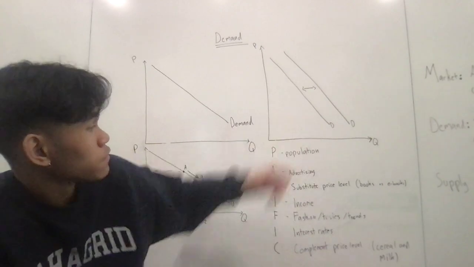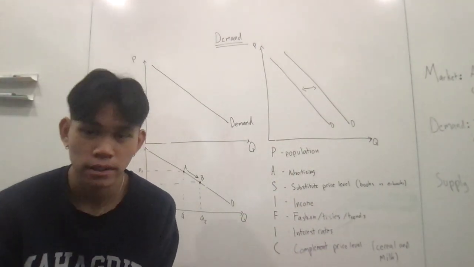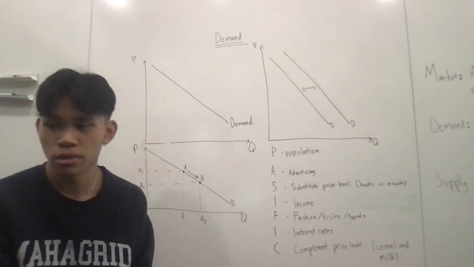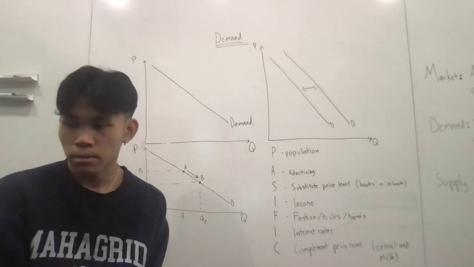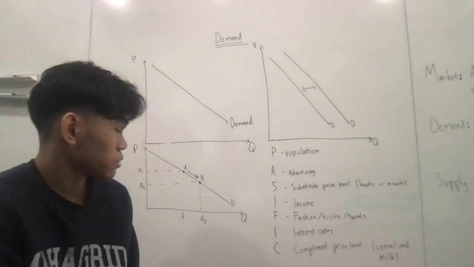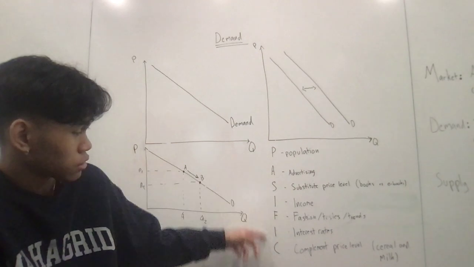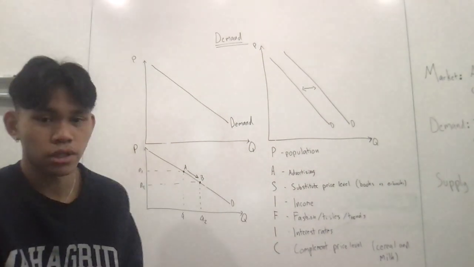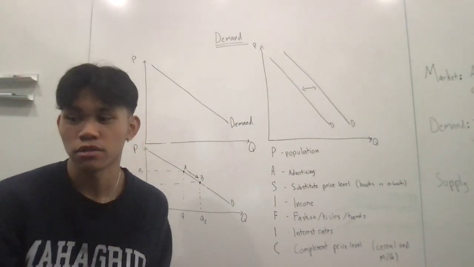Now, these shifts in demand are caused by factors called non-price determinants, of which there are countless ones, but some of the key determinants can be seen here in this acronym PACIFIC, which I got from a very useful source called Econ Plus Dal.